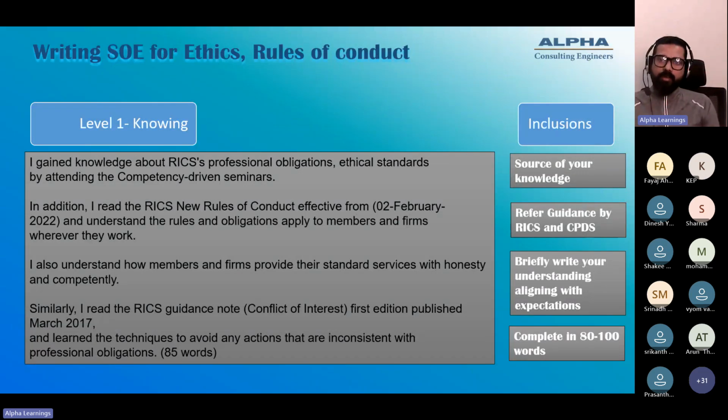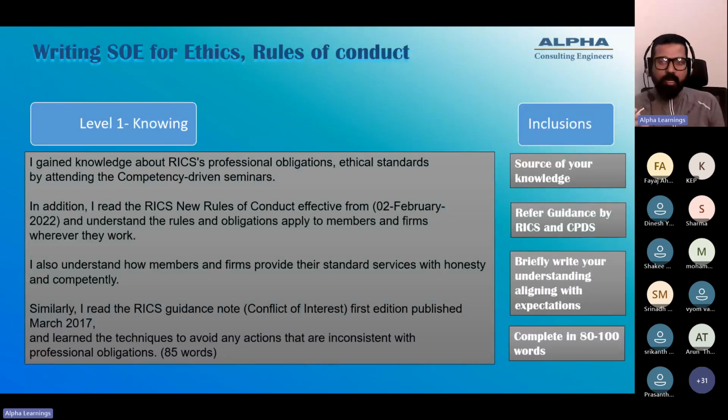Then you have to write on what knowledge you have acquired from those workshops or CPDs, like you have understood new rules of conduct. Write one more sentence on what you have understood on new rules of conduct, rather than just writing I know about it or I have read it. Put more information in a single sentence, and try to make it very concise and clear, because there is a limit on words. So the quality of writing matters here. You have to understand how to express maximum in minimum words.